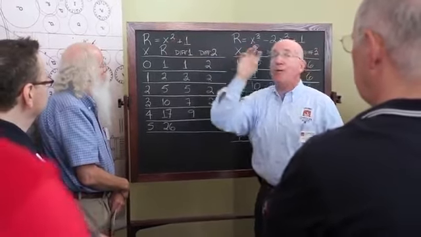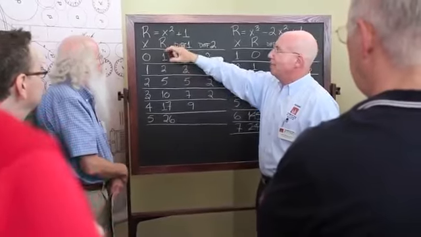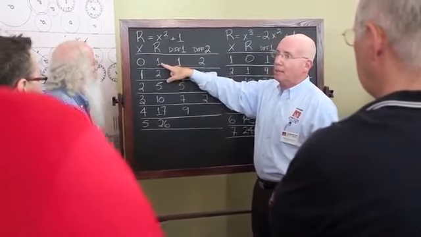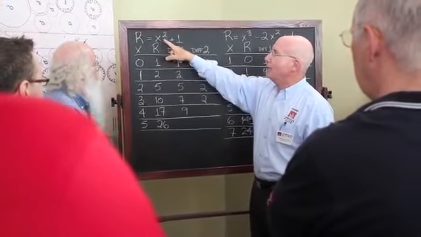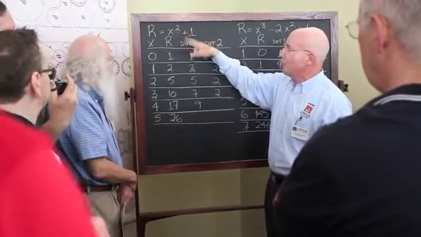So in this case, 3 times. I've got to do it manually. So we can do that together. If x equals 0, the result is 1. X equals 1, the result, 1 squared plus 1, is 2. 2 squared is 4, plus 1 is 5.